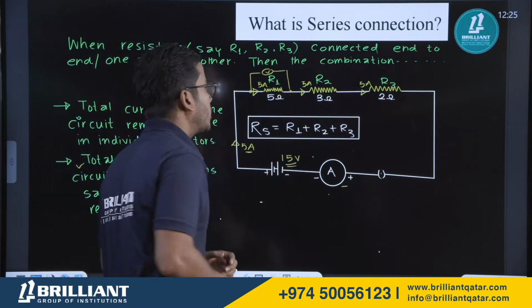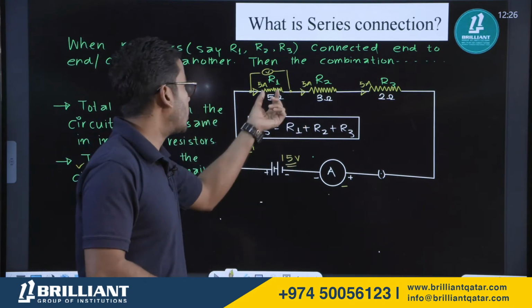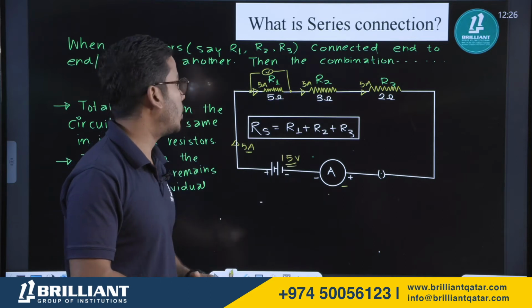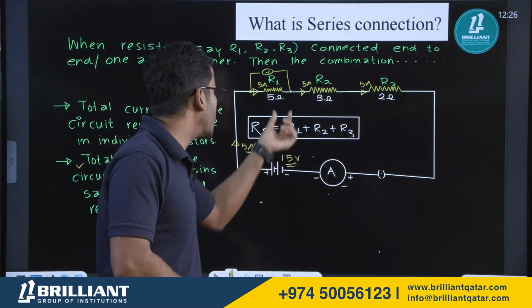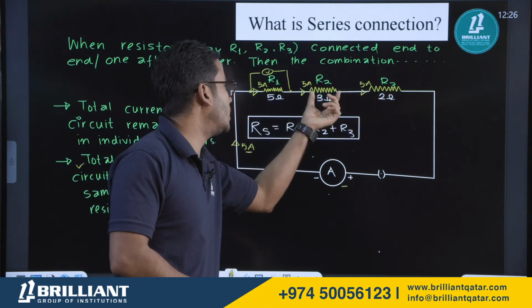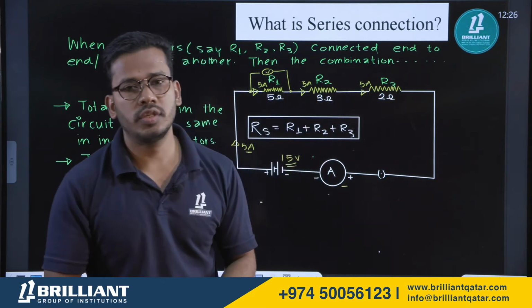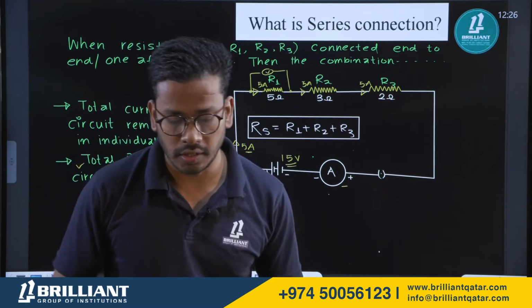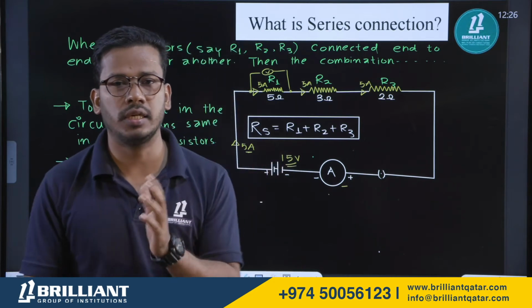If you fix the voltmeter across R1, parallel to R1, what you will see is that this 15 volt does not remain same. Do the same thing here and here, connecting it here and here. So you will see the potential difference does not remain same. So this is it.